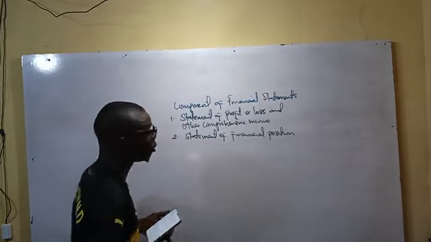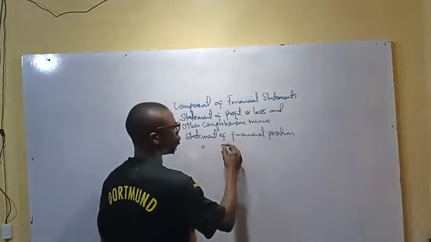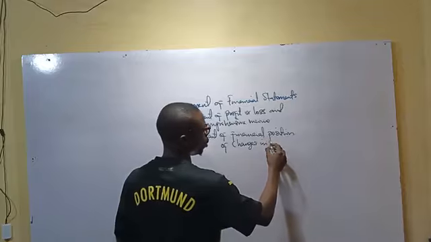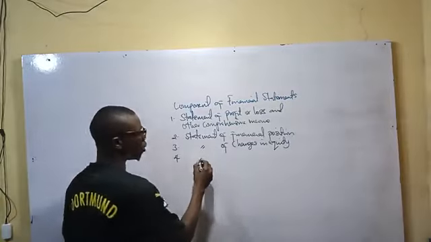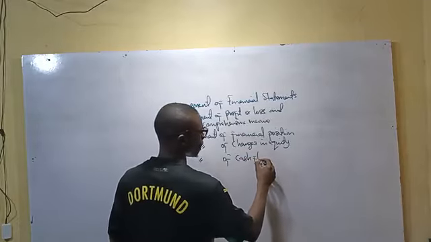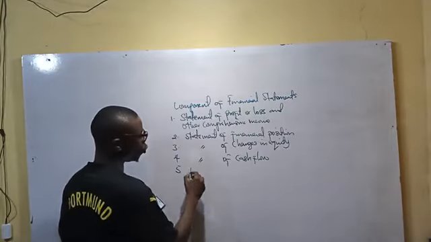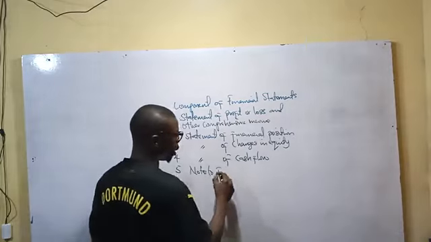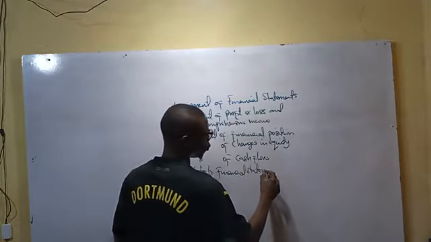I've taught us this earlier. We have what we call statement of changes in equity. Four, we have what we call statement of cash flow. And we have five, notes to financial statement, or you call it explanatory notes.